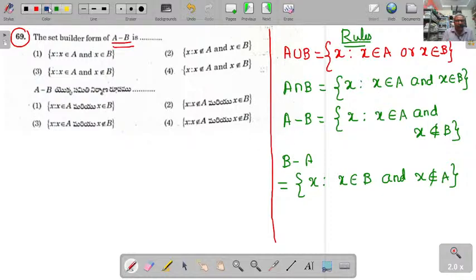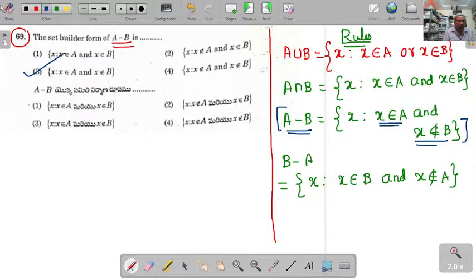But we need this one. So A minus B, the set builder form of A minus B. Which is the right option now? X such that X belongs to A and X does not belong to B. So the third option is the right option. I hope it's very clear to you.